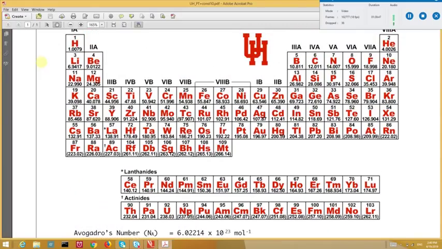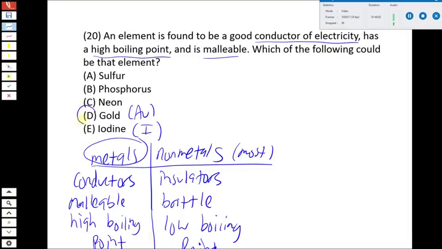Okay. So sulfur is there. That's clearly a nonmetal. Phosphorus, nonmetal. Neon, nonmetal. Iodine, nonmetal. Gold, which is right here, is in the transition metal series, so it is a metal. So it would be expected to have all those properties. So the only metallic element in these answer choices is gold, so that would be the one that we would expect to have these properties.